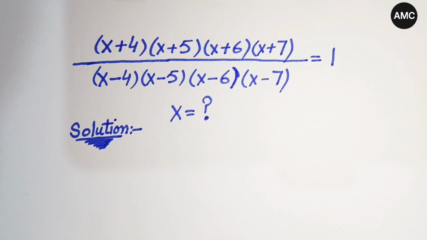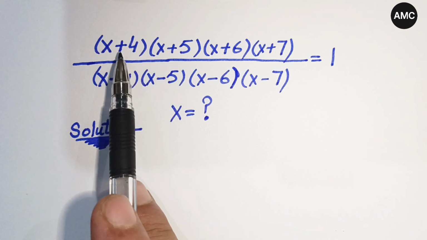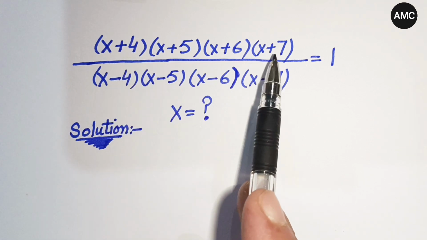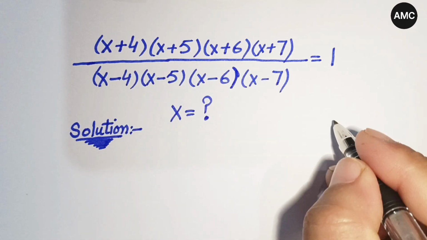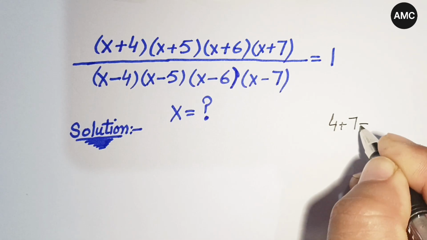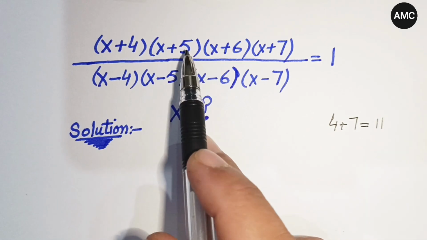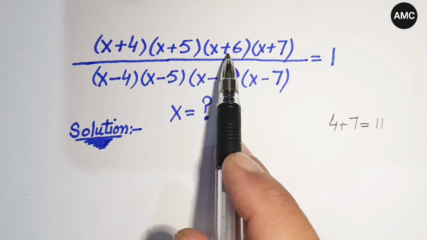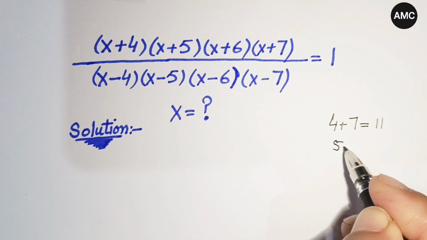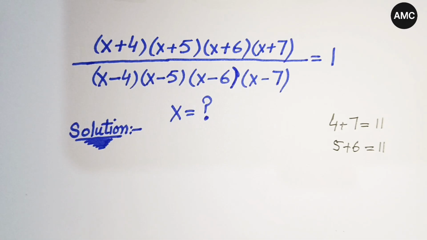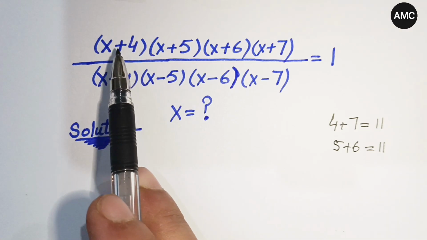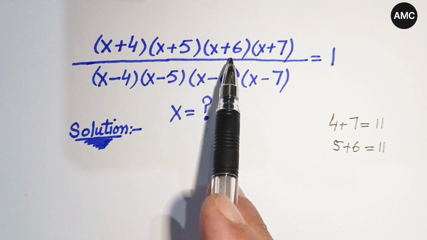Let's start our solution. First of all, here in the numerator we see that it is x plus 4 and x plus 7. So if we add 4 and 7, that is 11. Similarly, if we add the second one and third, we get 5 plus 6, which is 11. Now we are going to make pairs of the first with the fourth and the second with the third.